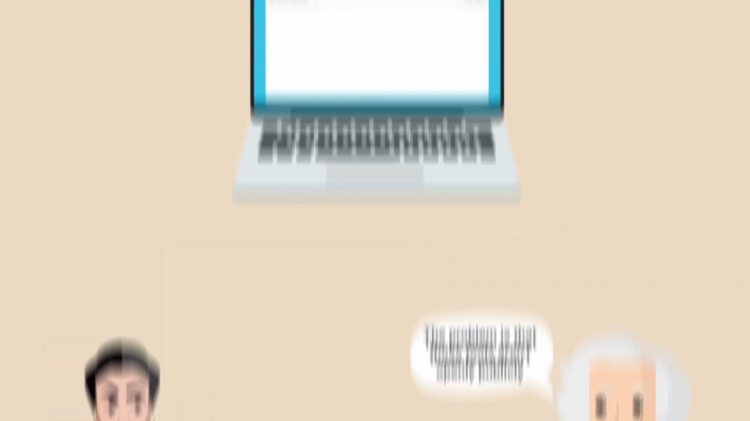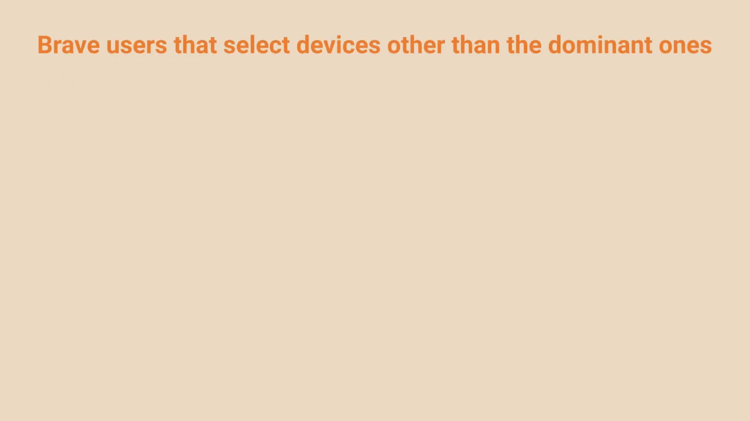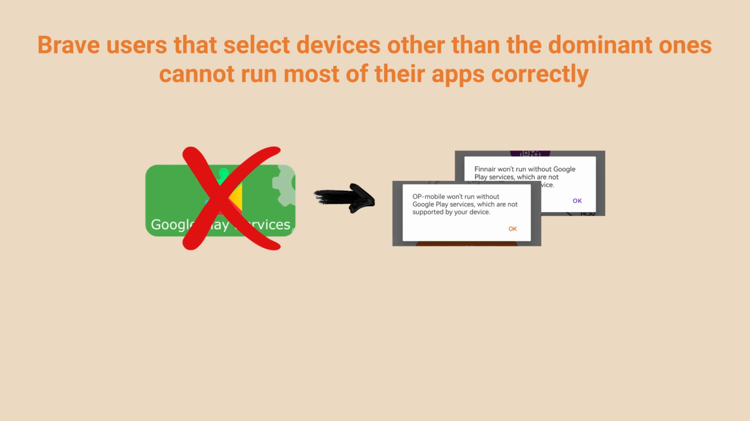On computers, when your printer needs a driver, users can download it from the web for free. On mobile, when an app needs this component to run well, users outside the gatekeeper control cannot download it from the web. This means that users who are brave enough to select a device other than the dominant ones cannot run most of their apps correctly. These users would actually receive off-putting messages saying, "This app will not run well because you are missing this tool component," but it will not give you the option to download it from anywhere.